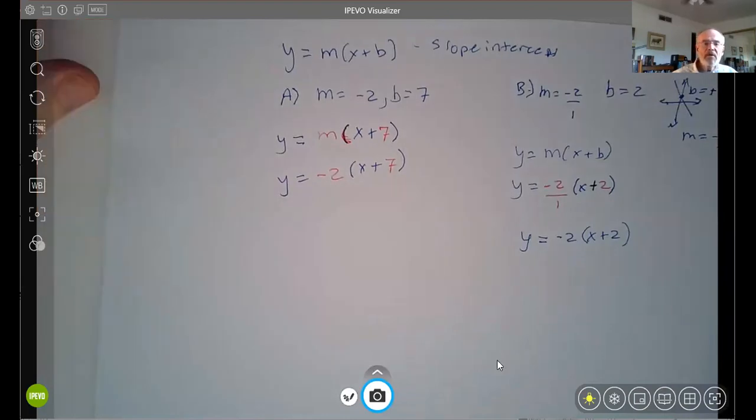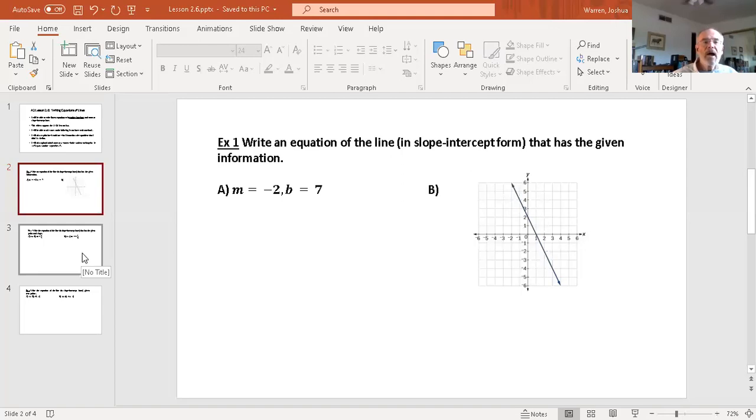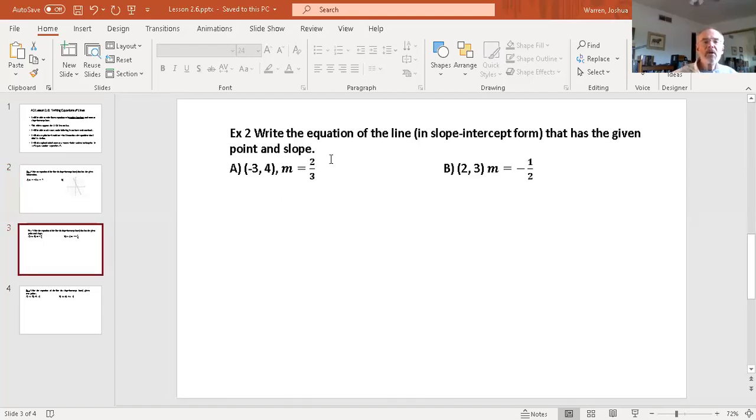All right, so now we're going to go back to the outline, and we're going to look at the next slide here. The next slide has a couple of examples. We're going to write the equation of the line in slope-intercept form that has the given point and slope. So this has a point and slope. This is a little different.